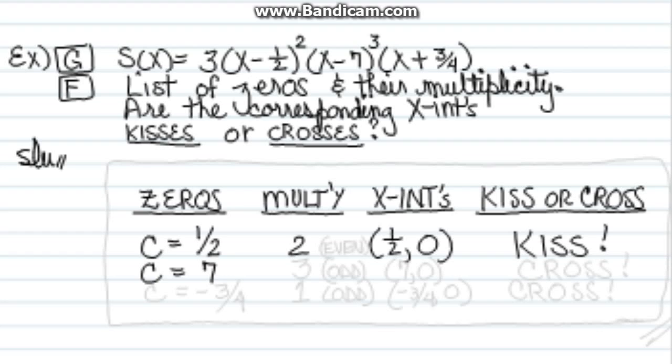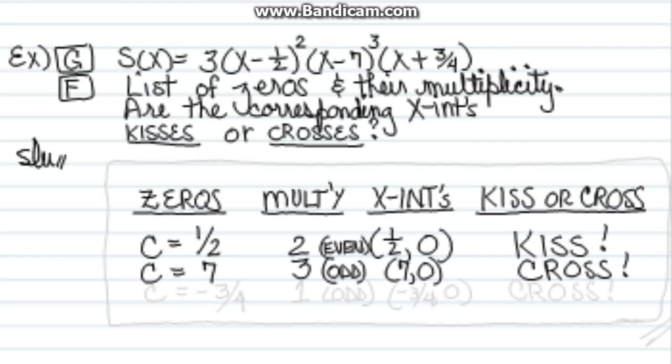Now consider the next root, c = 7. We get that from the factor x - 7. The number being subtracted is the root, or the zero. Okay, what is the multiplicity of this root? It's the power outside the factor containing 7. It's a 3. So this is multiplicity 3. So we had even for the first multiplicity. This multiplicity is odd. The x-intercept corresponding to the root 7 is the ordered pair (7, 0). And since the multiplicity is an odd value, that means this is a crossing.